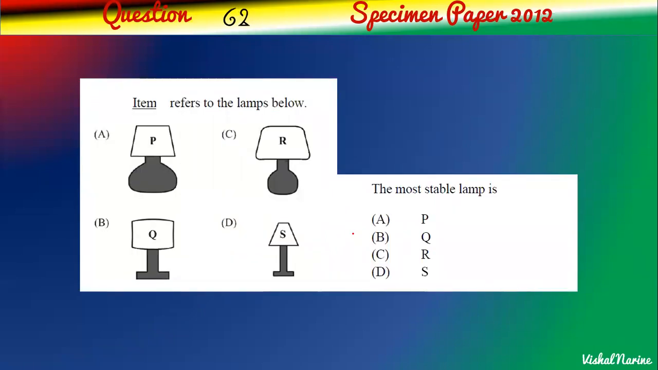Question 62. Which lamp is the most stable? Is it P, Q, R, S? Correct. Most of you see that. So this has the widest base area. So it is A. All right, and because of its size, we expect that the center of gravity is going to also be very low.